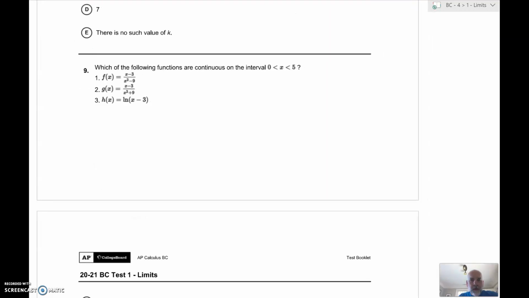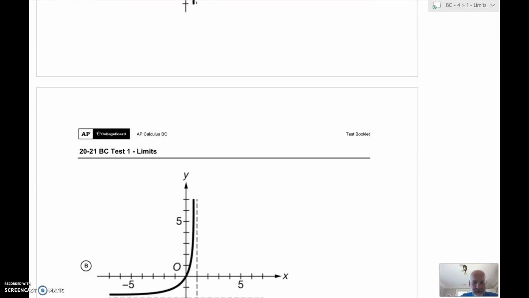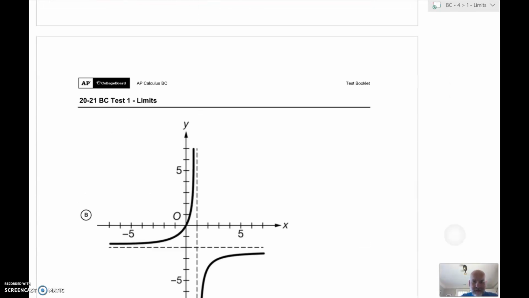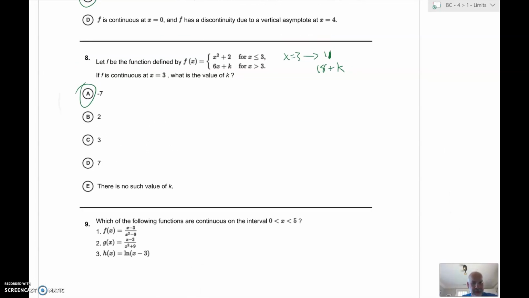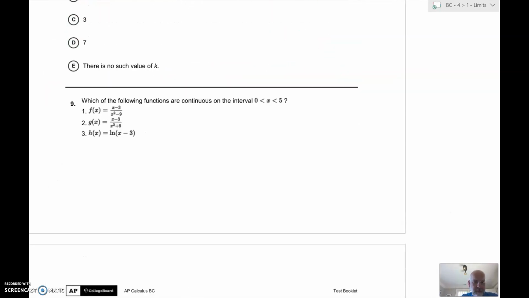Cool. Which of the following functions are continuous? Woo! How many more do I have? Just do a quick preview. Okay, we'll see if we make it. I know that there's some long ones here. All right, let's do it. Which of the following functions are continuous on the interval 0 to 5?